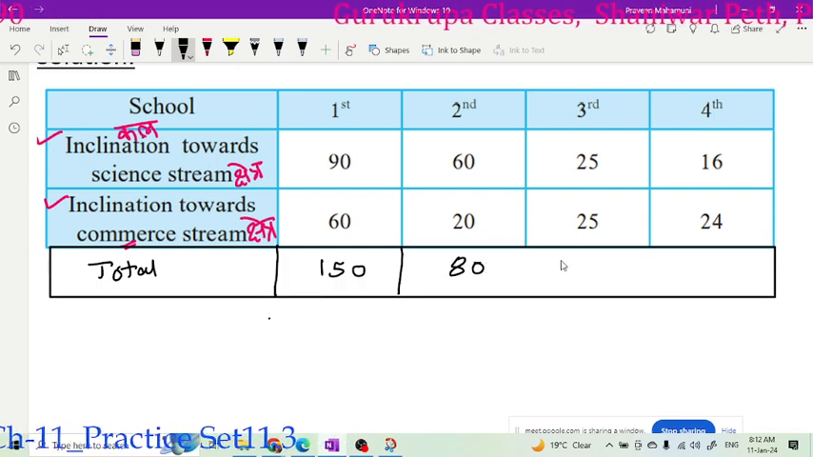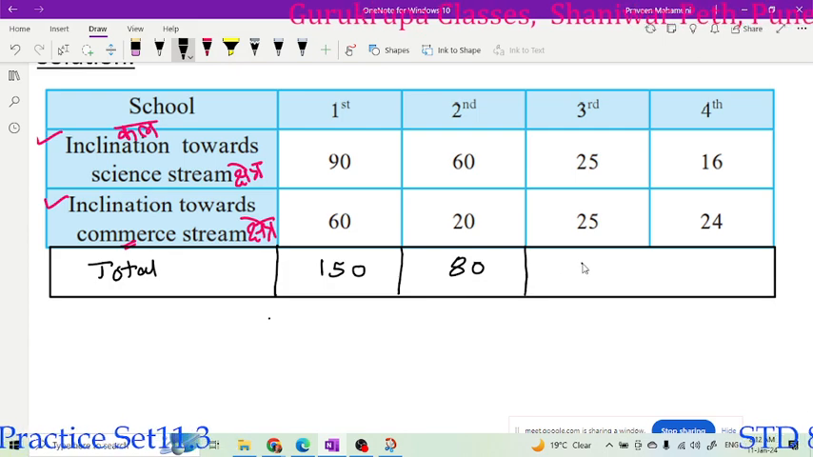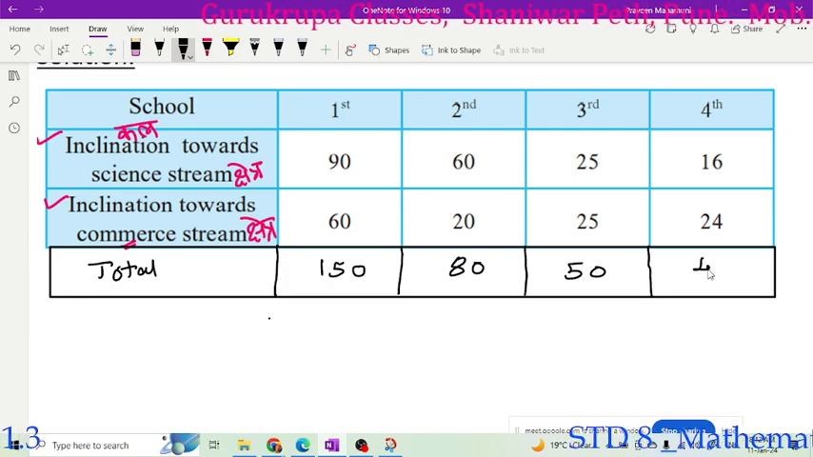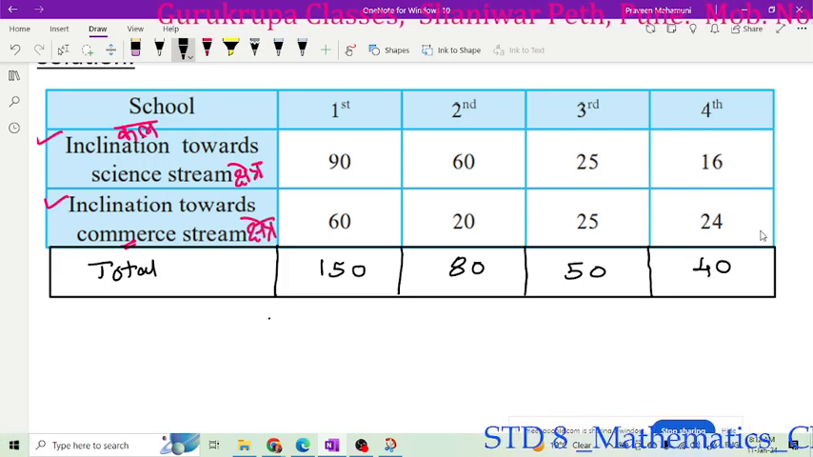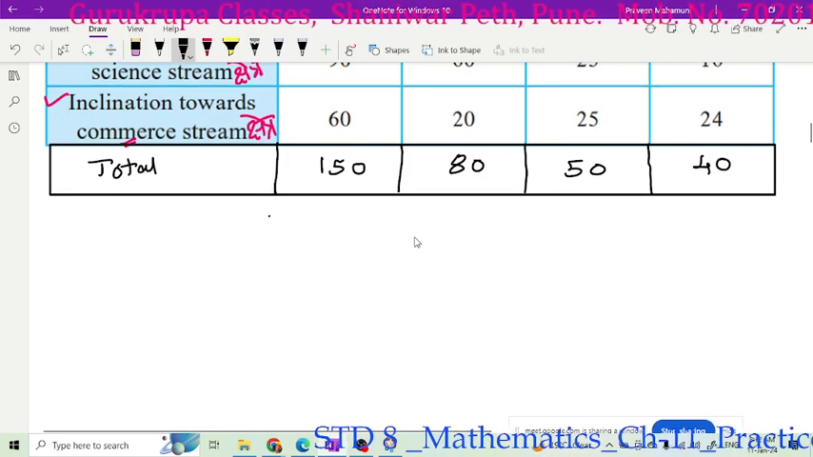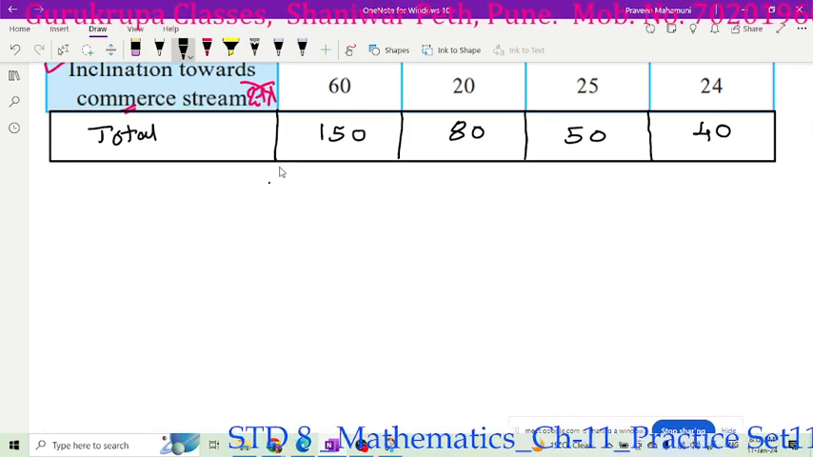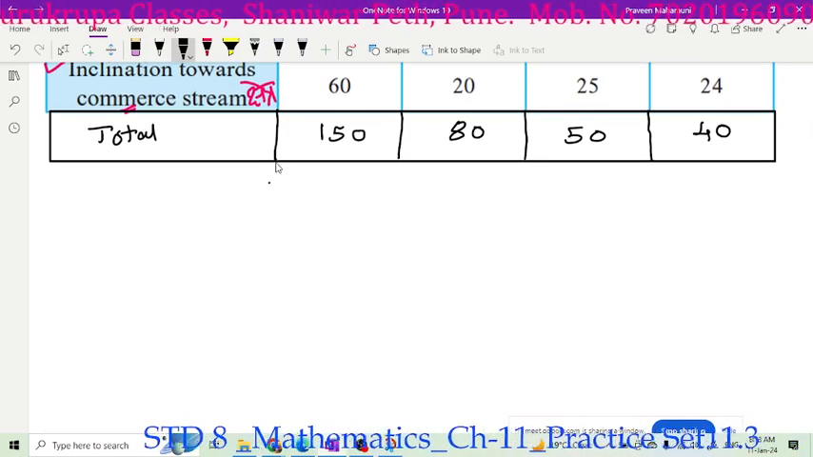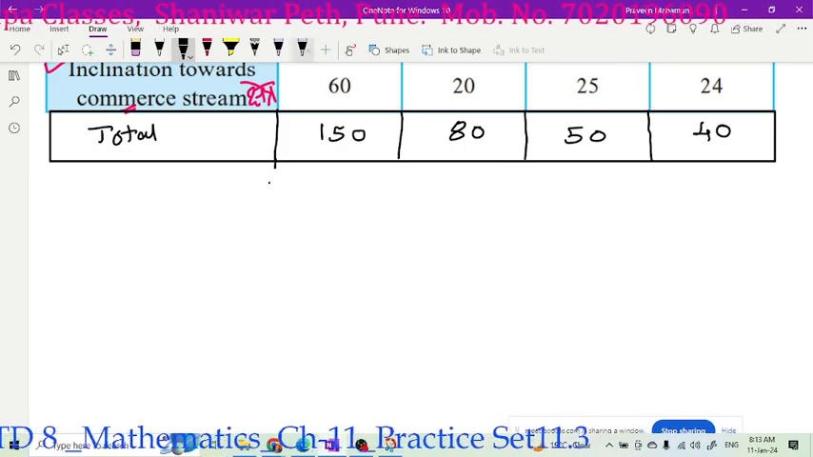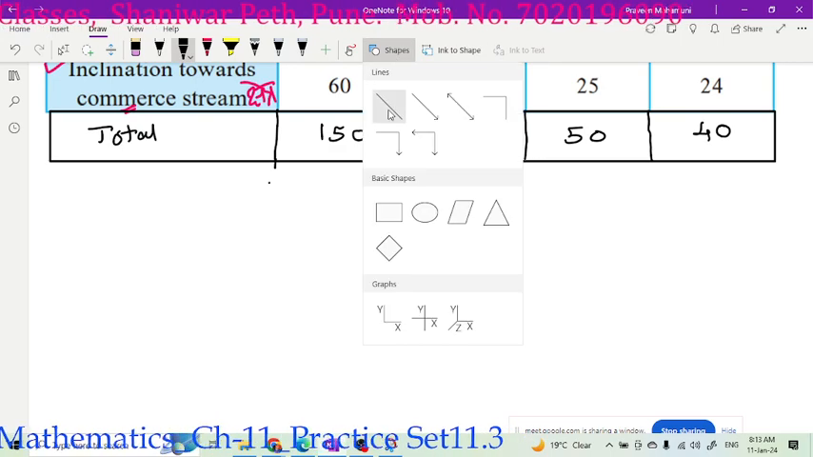Two students are there. Then two students are there. The last one. Now here we write the percentage of each student. So in the same column we can write down the percentage of the same students.